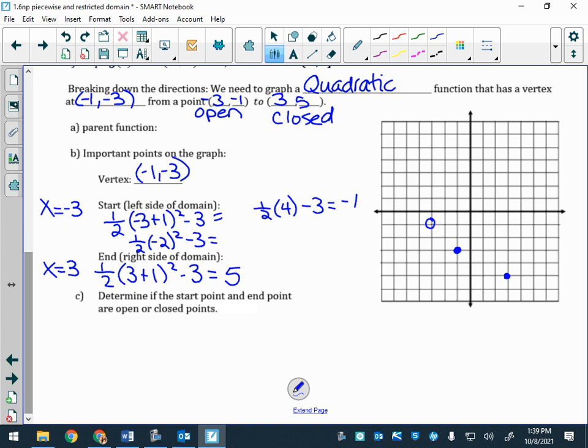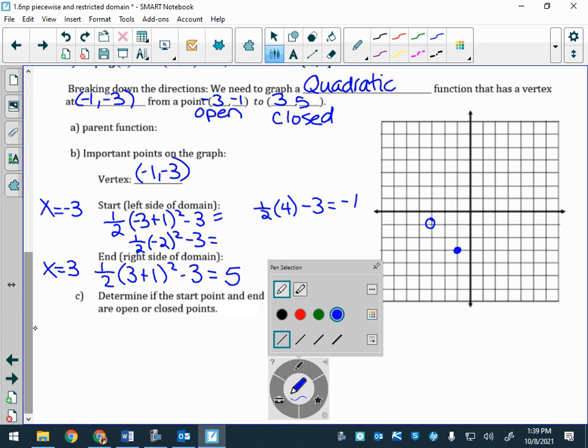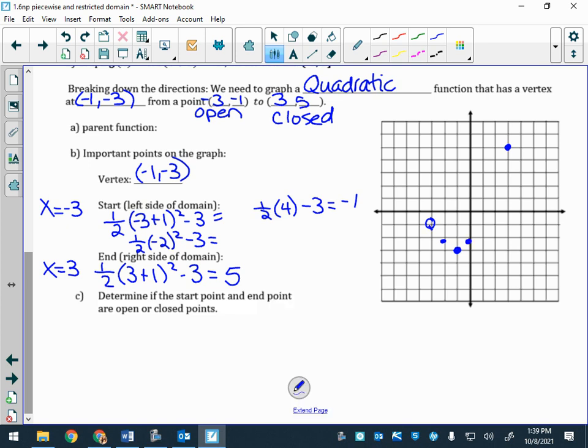Oops. Triggered in the wrong spot. Okay. And you do know if this is your vertex here, since it's by a half, you're going to see those points like that. And again, if you plug in any x value between -3 and 3, you could find a great graph. Okay.